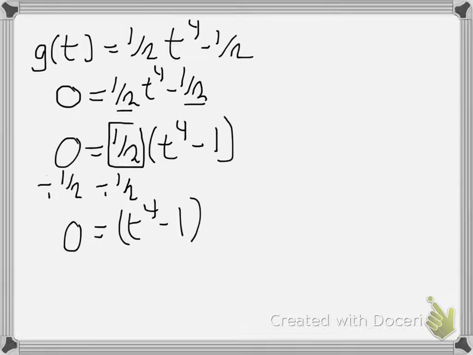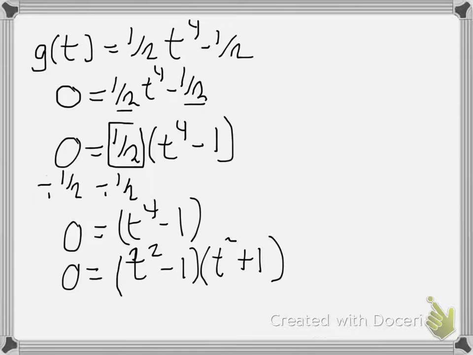Okay, so now we have this t to the 4th minus 1. This is a difference of perfect squares, guys. So you still have 0 is equal to t squared minus 1 times t squared plus 1. So far, so good. Okay. Now, the next thing that we have: 0 equals, notice this t squared minus 1, that is still a difference of squares, so we can factor that. This is t minus 1, t plus 1.